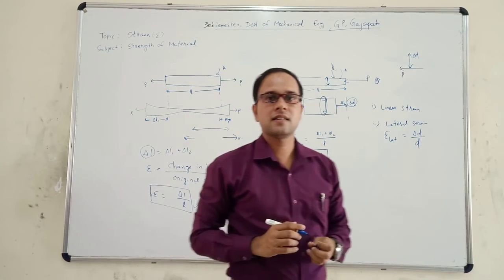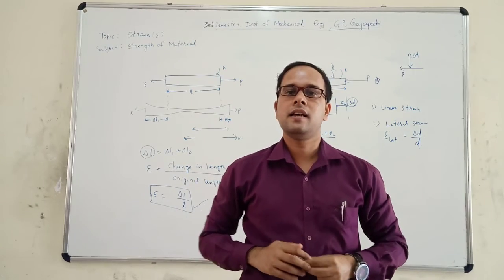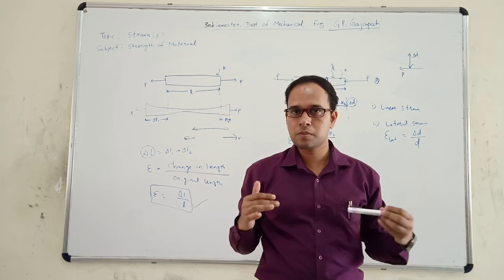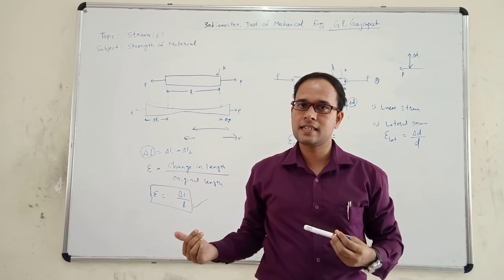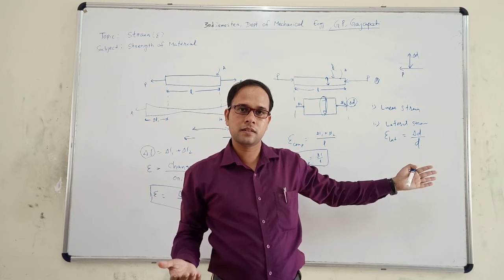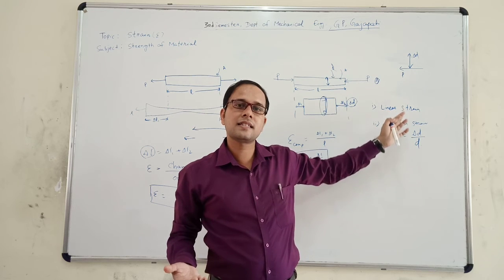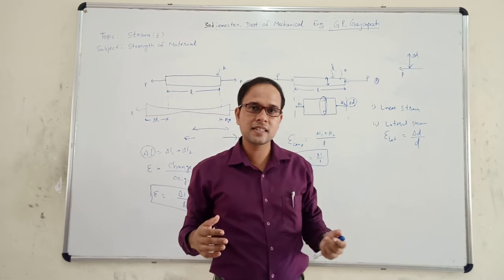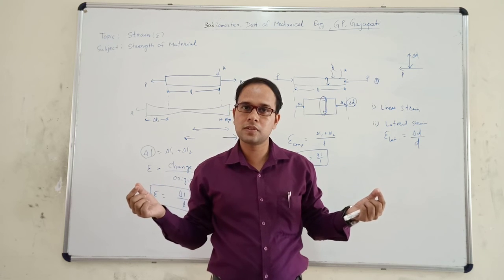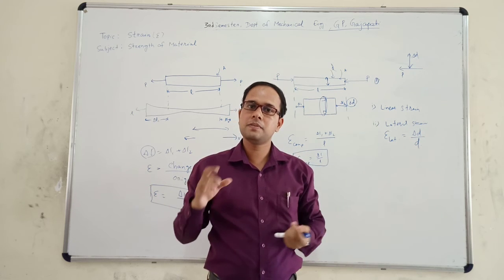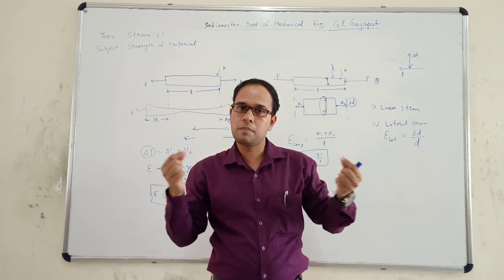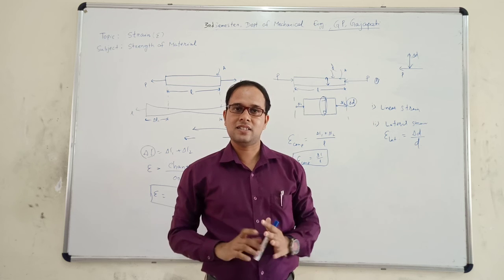Today we have discussed the meaning, or definition, of strain and the types of strain. We have categorized the strain on the basis of application of force. If it is tensile force, tensile strain. If it is compressive force, compressive strain. Another category of types of strain is linear strain and lateral strain. If the change in dimension is taken along the direction of application of force, that comes under linear strain. And if the change in dimension is taken along the perpendicular direction of the application of the force, then that is known as lateral strain.